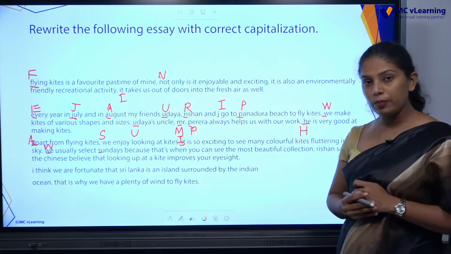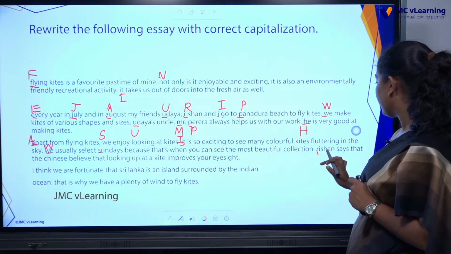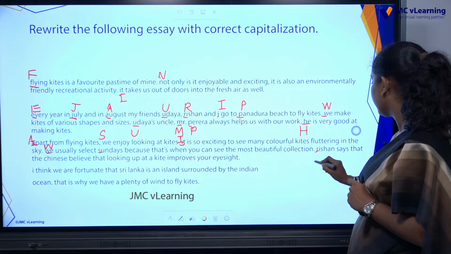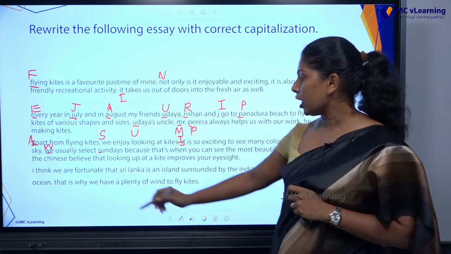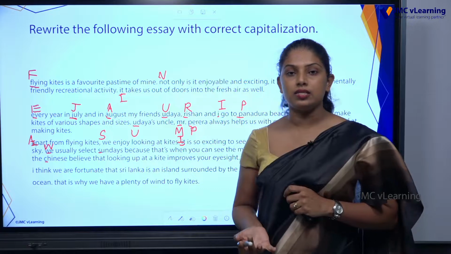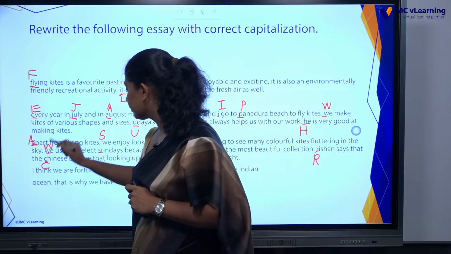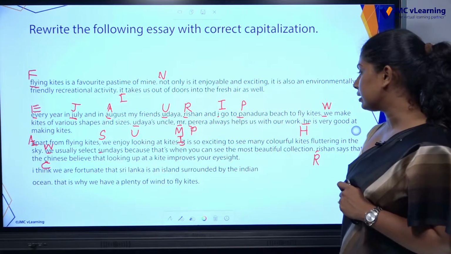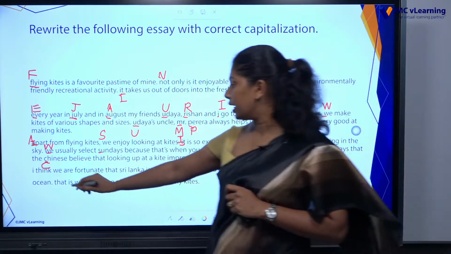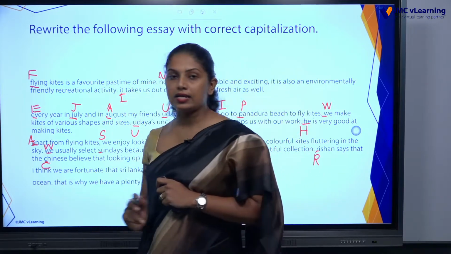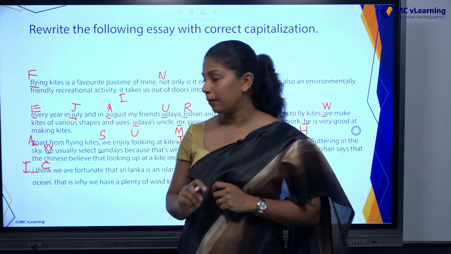Again we can see a full stop, and this is the beginning of a sentence as well as a proper noun. Again we can't write this in simple letter, so this R we have to write in capital. Then that the Chinese believe, Chinese, that is a nationality. So we can't keep this C in a simple letter, so we have to change that into capital. Chinese believe that looking up at the kite improves your eyesight. Right. I think we are fortunate. Here I is the pronoun and you can't write it as a simple i. So we can turn this into a capital letter. It must be a capital letter there.